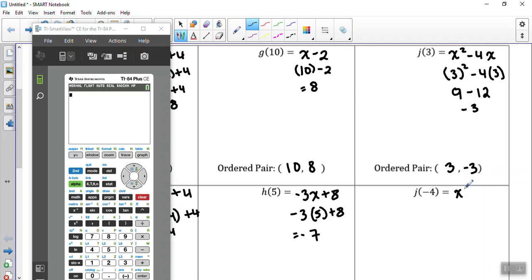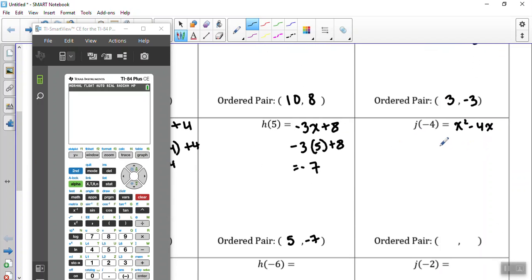I'm just going to rewrite it here, x squared minus 4x. And then I'm going to plug in my input, my x, and -4 squared minus 4 parentheses -4. And then I'm going to put this in my calculator.